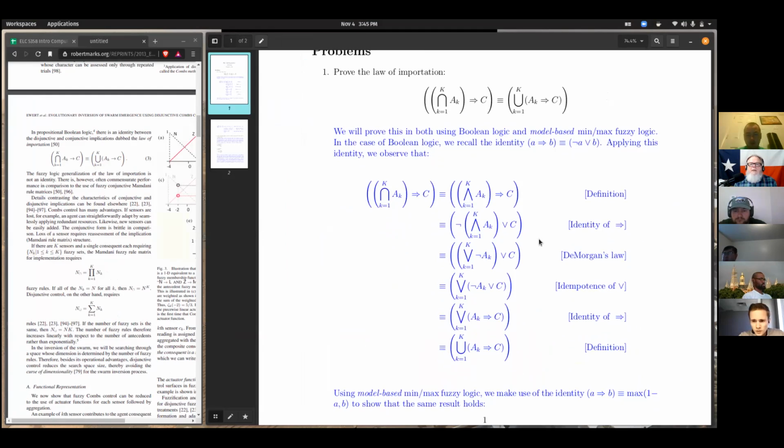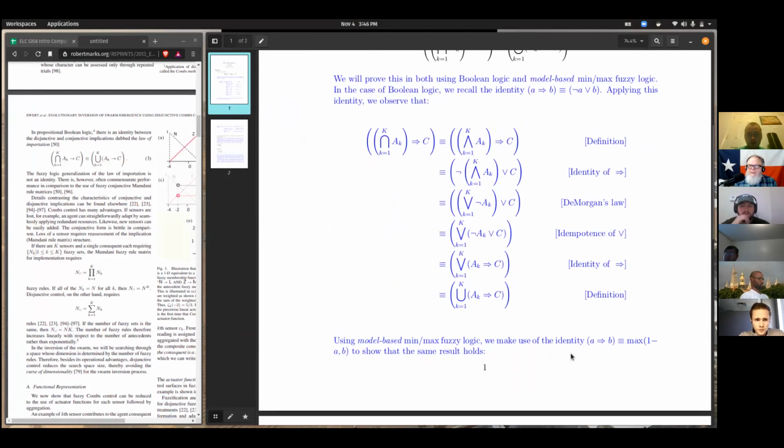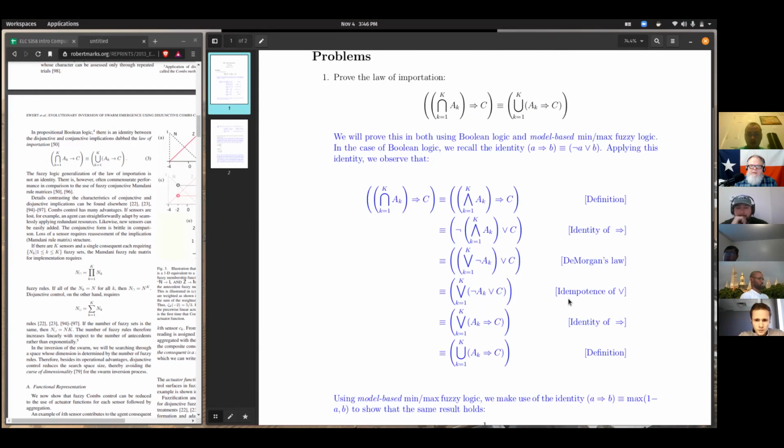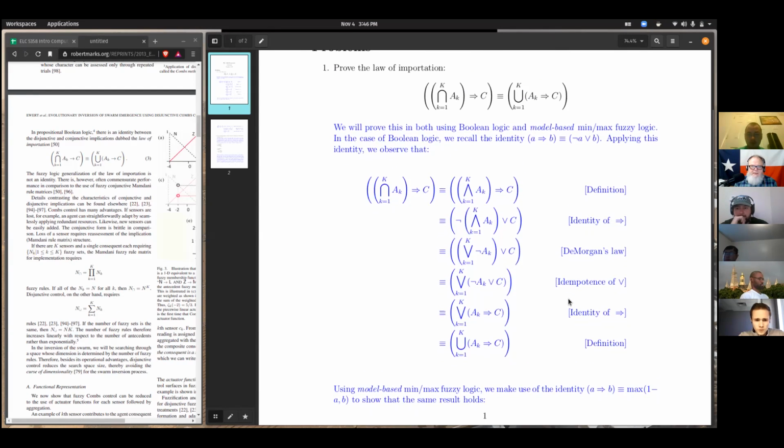Oh, that's cool. Okay. And then I used this definition, and the definition of this implies, then De Morgan's, then idempotence, then the identity and the definition. Okay, that's very nice. So you did it not with a truth table, but with direct Boolean logic. That's very nice.